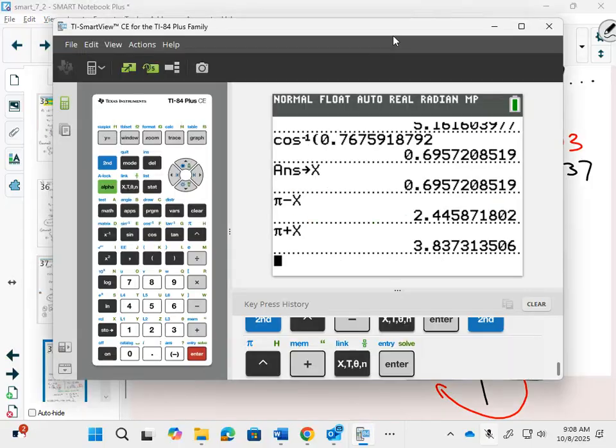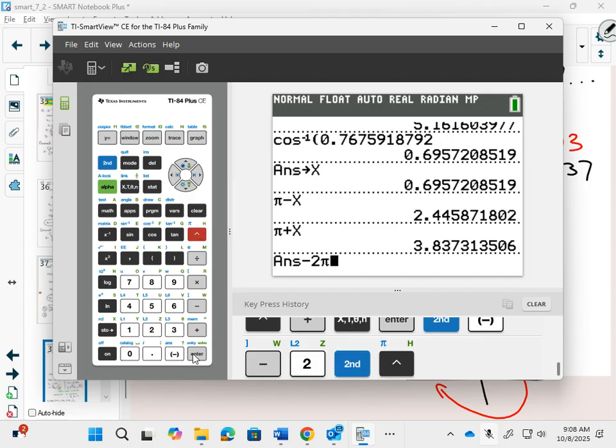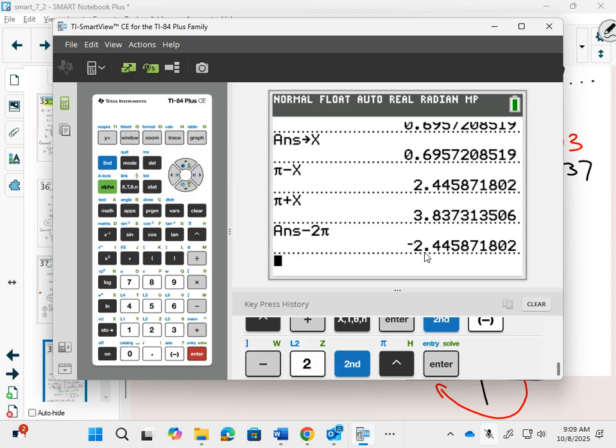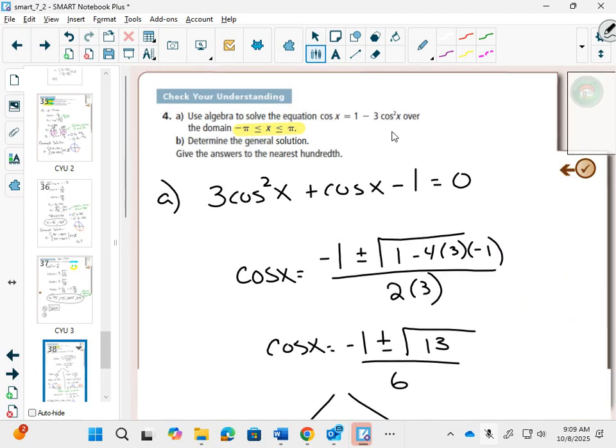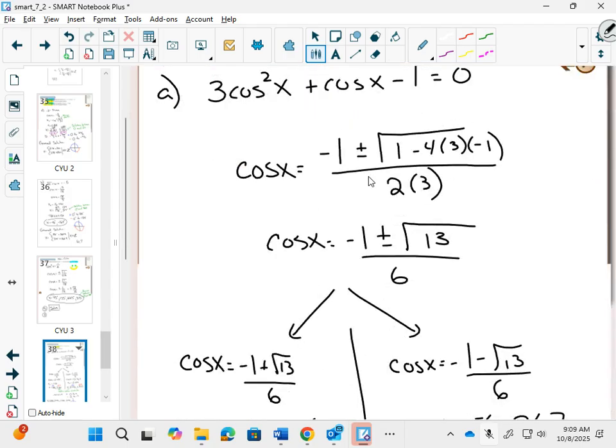Let's do that on our calculator. I could take my answer and subtract 2 pi, because if I subtract 2 pi, that will be coterminal, and you'll see that you get the negative 2.446 answer that way as well. So if you want to find something coterminal, you can always add or subtract 2 pi as many times as you want. These ideas of coterminal and solving stuff are also in chapter 6. In fact, everything that we did in part A in this one is a review of chapter 6. What's new is part B.